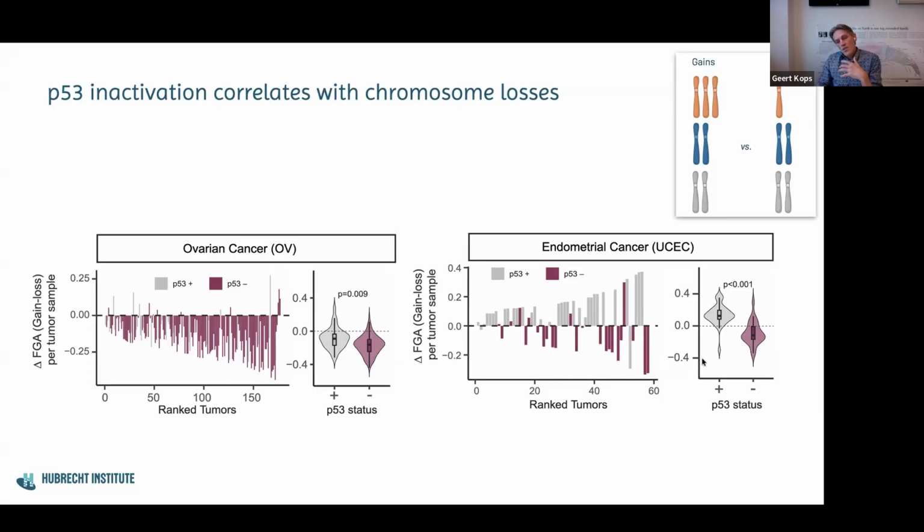And this endometrial cancer, again, is also a beautiful example where you see that those tumors that have predominantly more losses than gains are very much enriched for p53 mutations. So that really suggests that p53 mutations preferentially bias for the selection of losses more than anything else.